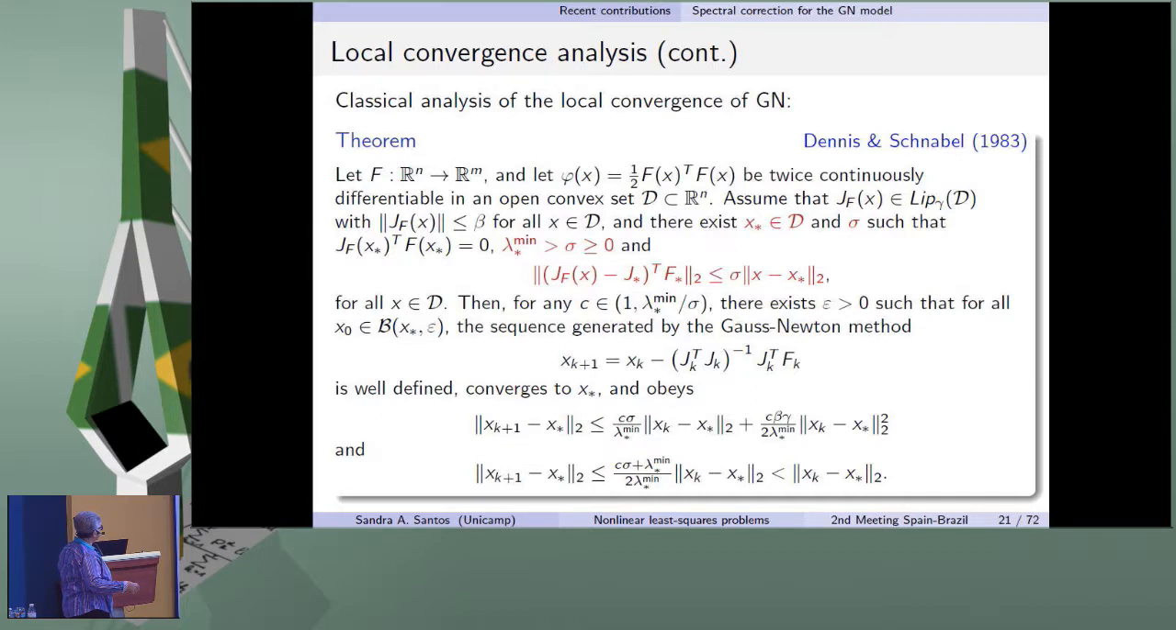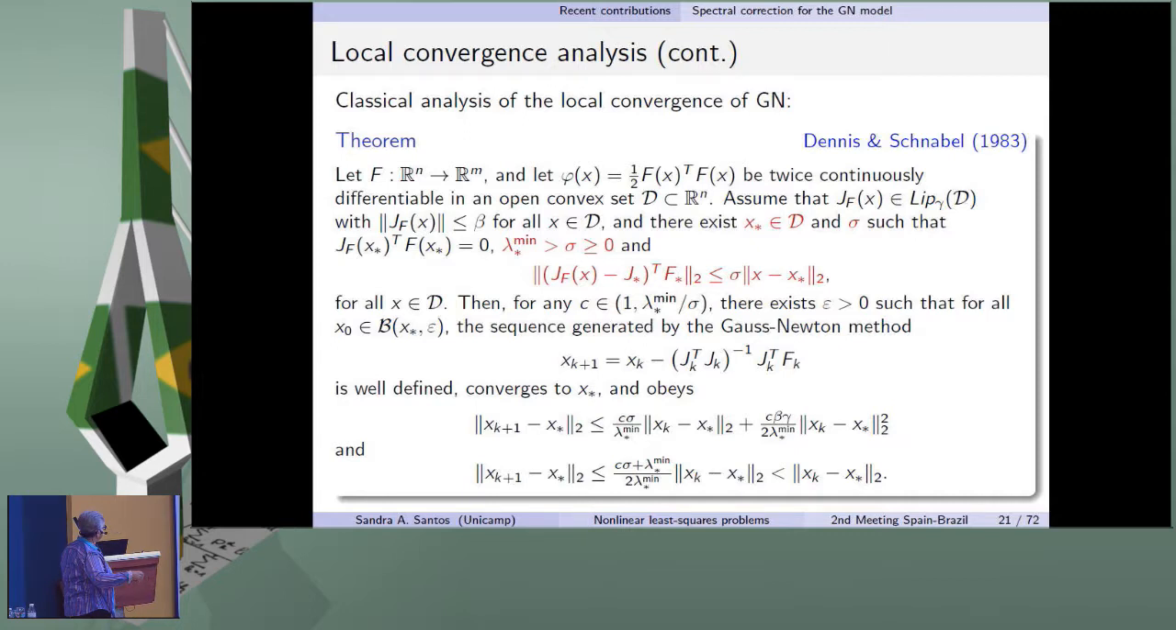Notice that from this relation, we can see that this scalar sigma plays a role of combining the nonlinearity of the problem and the size of the residue. In case the problem has zero residue, f star is 0, and then sigma is 0 also. In this case, we drop this term, and we have quadratic convergence as the relationship with the errors carries this square here.